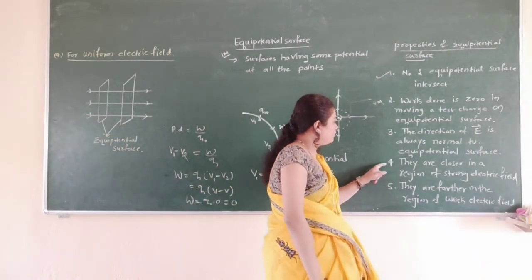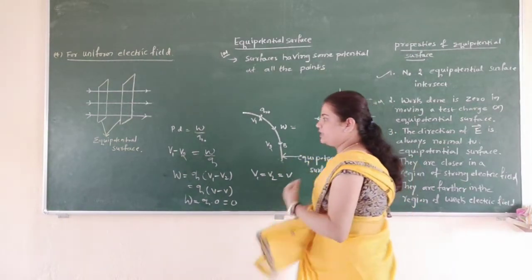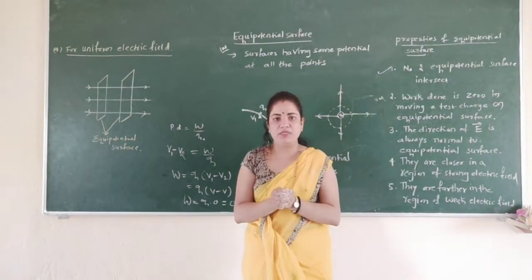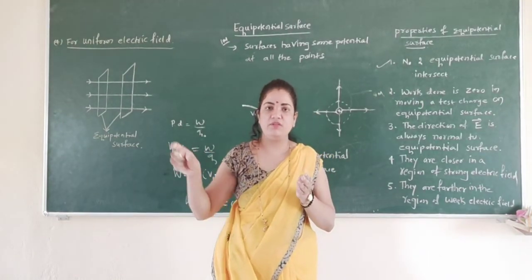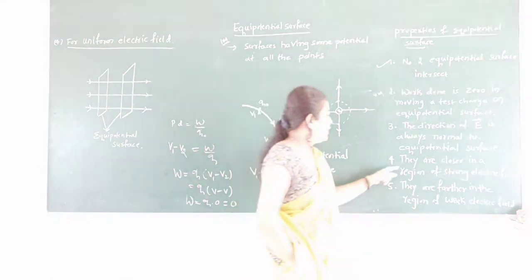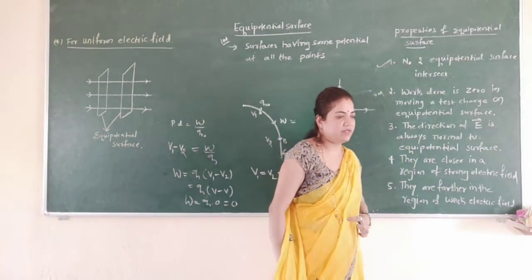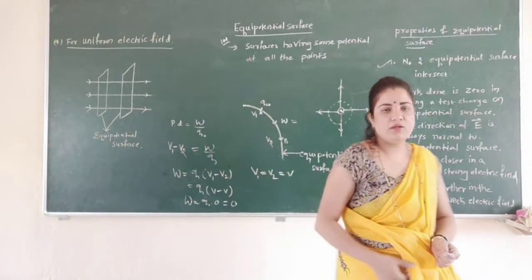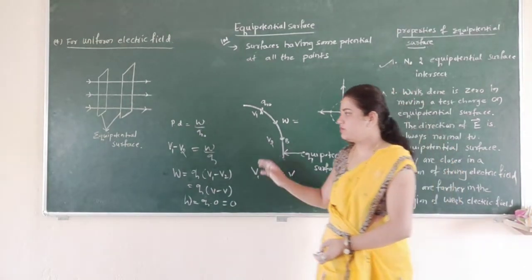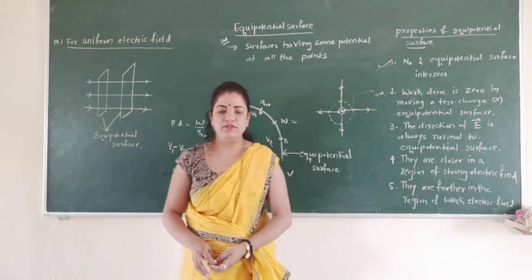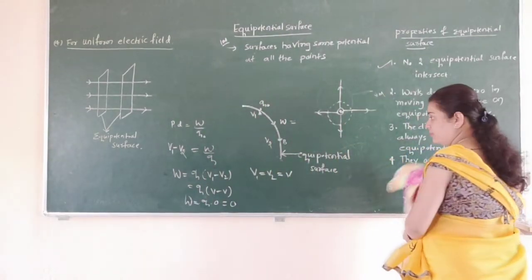Now, the fourth property: they are closer in the region of strong electric field. I told you that where the electric field is strong, I drew them close to each other, and where it is weak, I increased the distance between them. So they are closer in the region of strong electric field and farther in the region of weak electric field. These are some of the important properties of equipotential surface. So this is the concept regarding equipotential surface. I hope you are understanding.